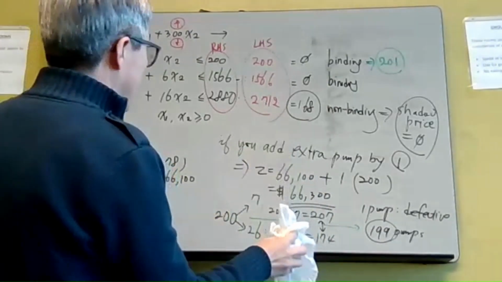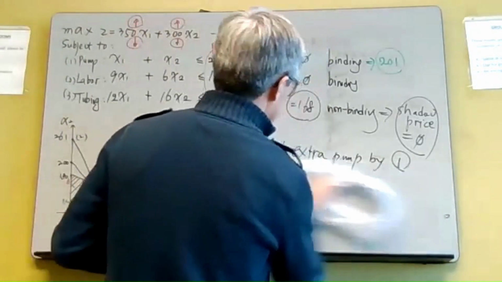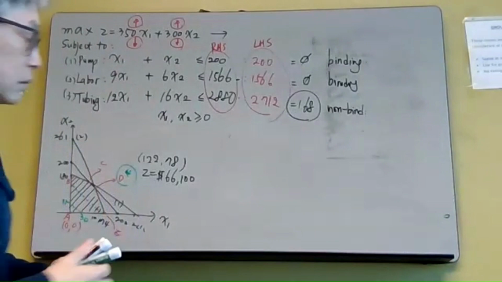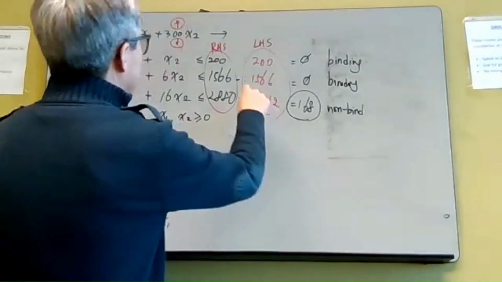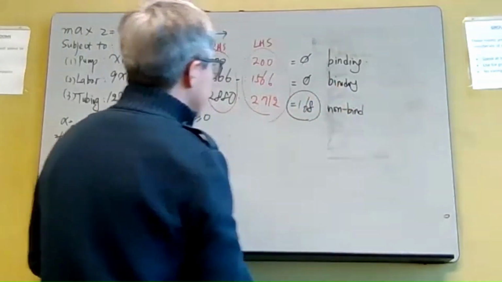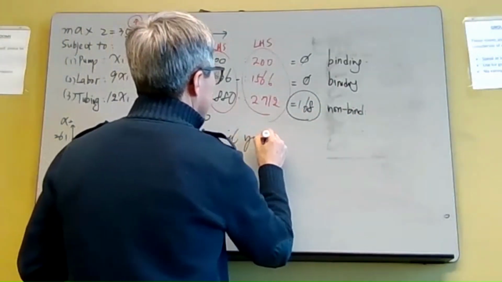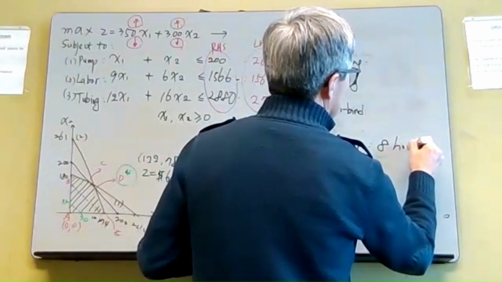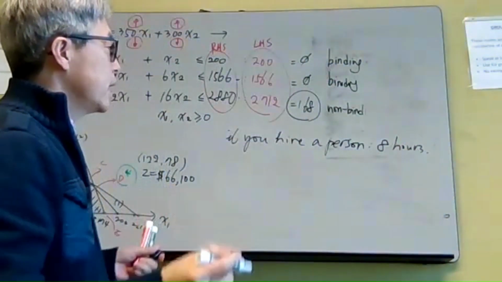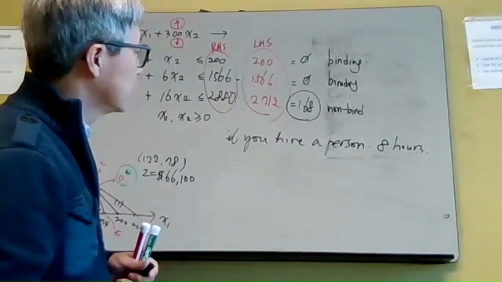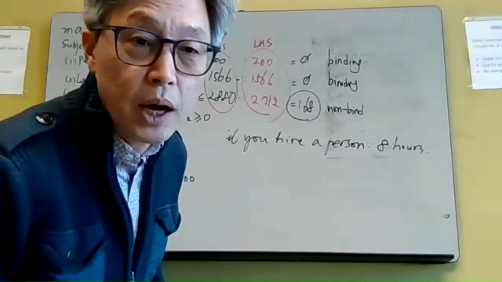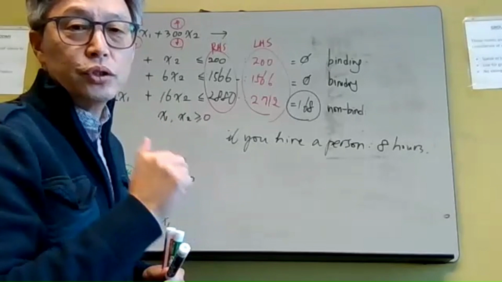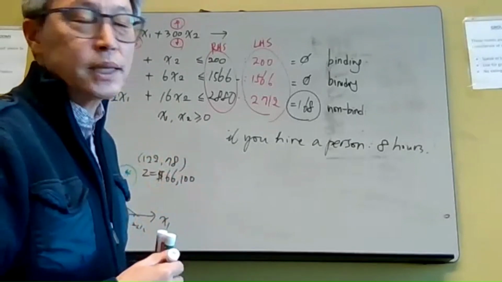So let's talk about labor. Now, the labor constraint is a binding constraint. Now, if you hire a person for 8 hours, is that going to generate better profit? So we need to take a look at the shadow price. It is positive, yes. If you add 1 extra hour, it's going to generate more profit by 16.667.